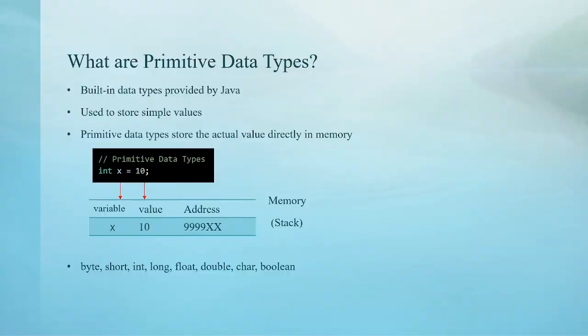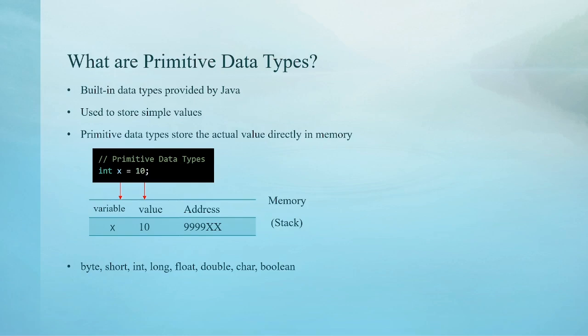As we know, data types are very important because they define what type of value a variable can store. Java provides some predefined basic data types called primitive data types. These are the building blocks for storing simple values like numbers, characters, and a true or false condition.